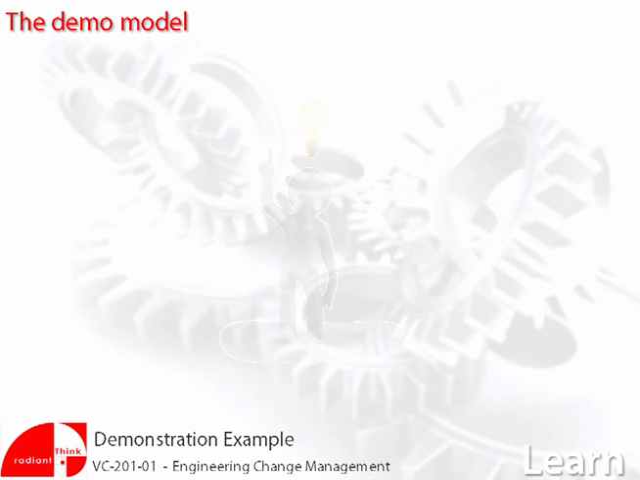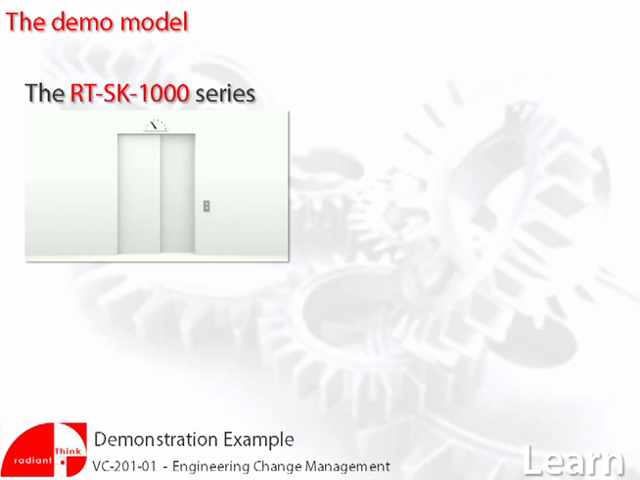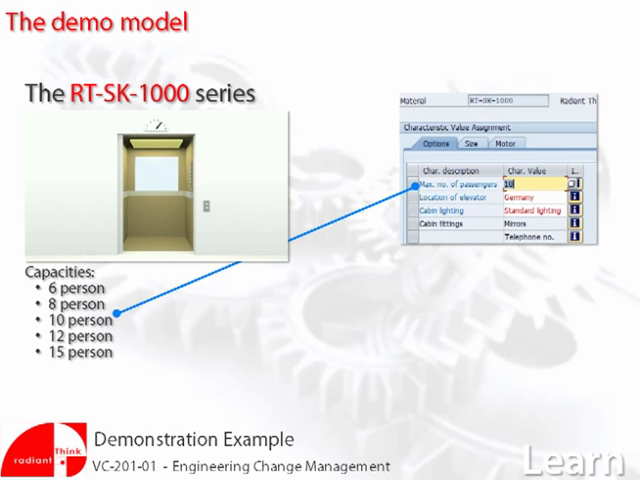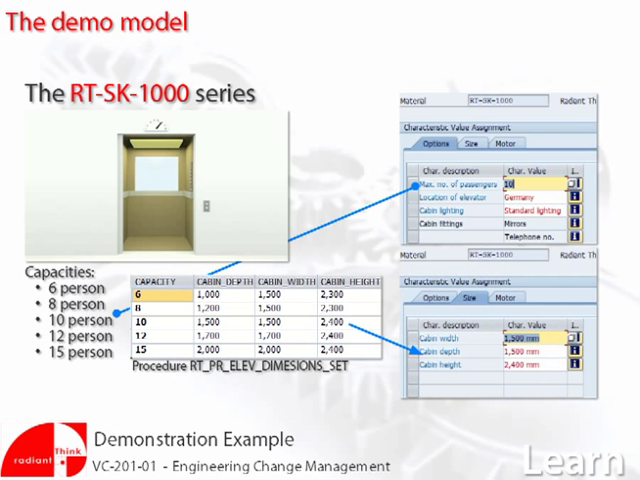First, I'll explain a model for an elevator. We sell an elevator called the RT SK1000 series. We offer this series based on different capacities. Based on the capacity chosen, this will define the dimensions of the elevator by a procedure that reads a variant table.